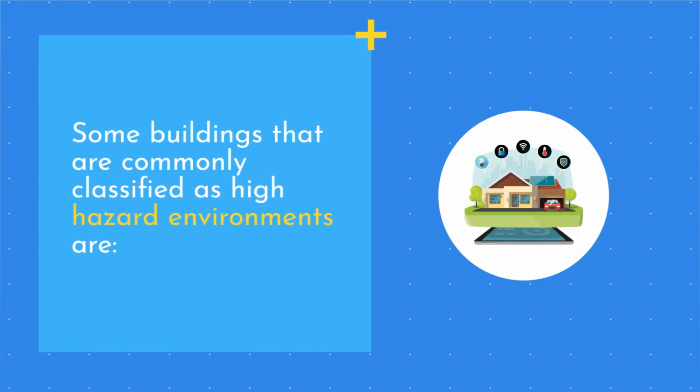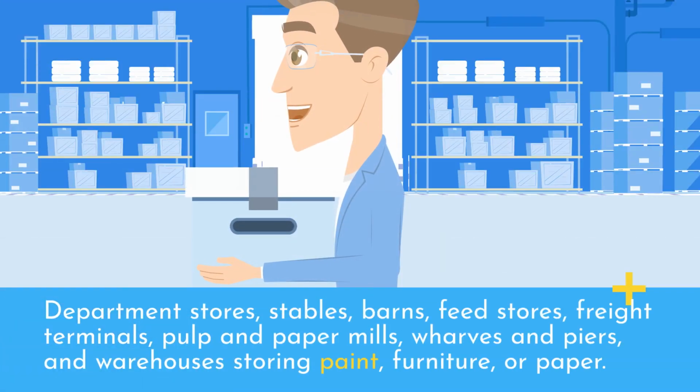Some buildings that are commonly classified as high hazard environments are department stores, stables, barns, feed stores, freight terminals, pulp and paper mills, wharves and piers, and warehouses storing paint, furniture, or paper.